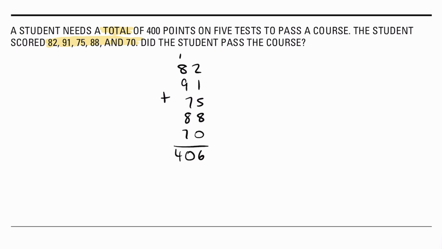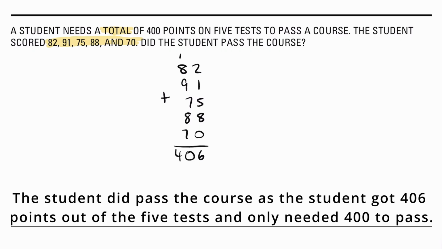And so now you need to ask yourself, is this the answer? Do I just write 406 and that's it? That's a good day's work? So they asked, did the student pass the course? So really it's great that you found out their total score was 406. But you really need to say the student did pass the course as the student got 406 points out of the 5 tests and only needed 400 to pass. And so that would be the worded answer that I would give.